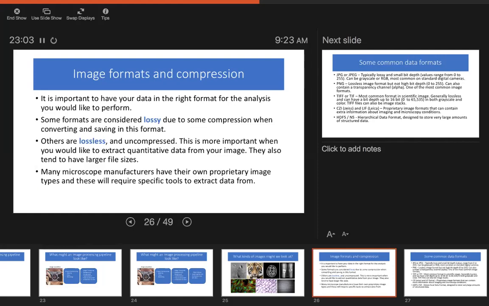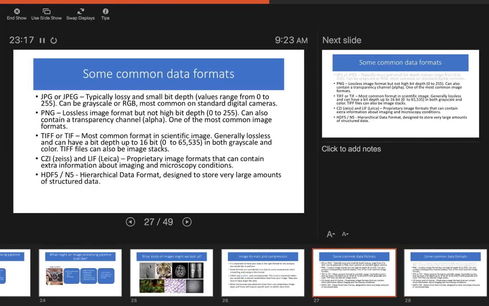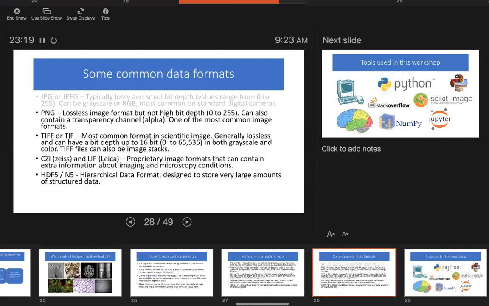Many microscope makers have their own proprietary image types, but for the most part, at this point, we have open source ways of opening more or less any image type. These are some common ones. I think we often don't use JPEGs in science, aside from sometimes making presentations smaller. PNGs are somewhat common. TIFFs are very common, and then you have all these different proprietary ones.